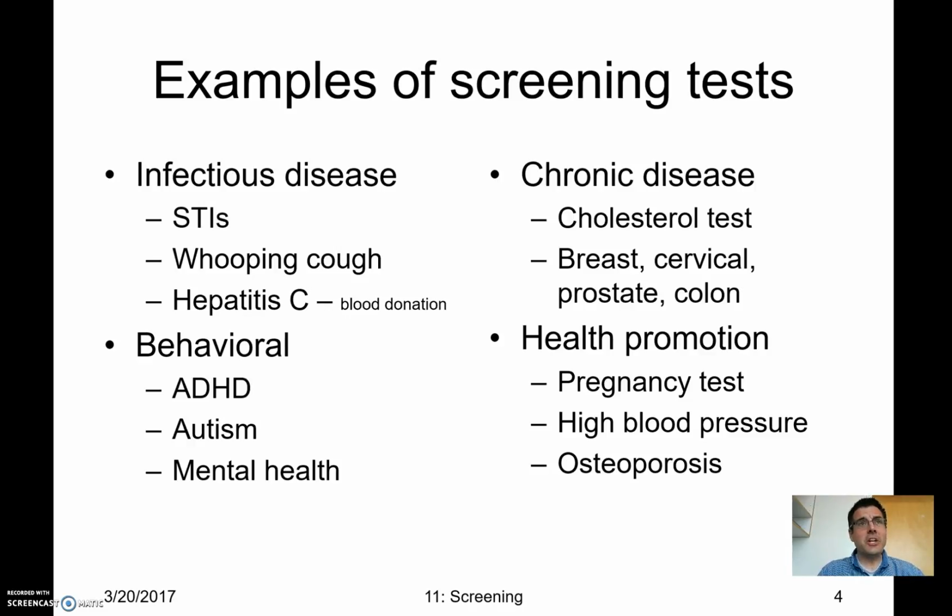And then with high blood pressure, many of you guys have gone into like Walmart or into Walgreens and have sat down at those little electronic blood pressure monitoring cuffs and put your arm in that. That's an example of a screening test that's out there.